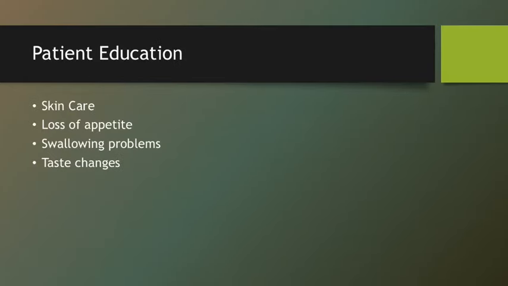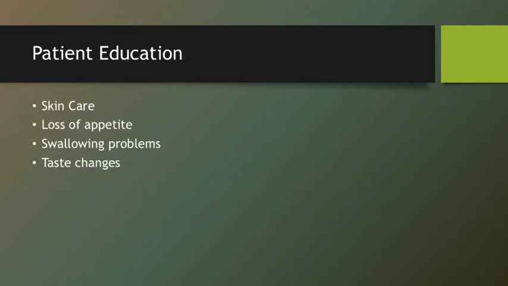Patient education, skin care, because it damages the skin. And they shouldn't use lotions. They shouldn't use deodorants on areas. They shouldn't use harsh soaps. They shouldn't try to exfoliate the area. They should really use a very gentle, non-alkaline soap product and not even rub hard on areas.